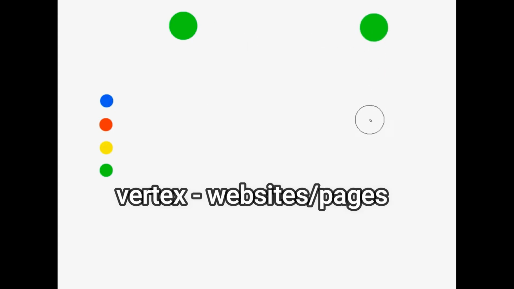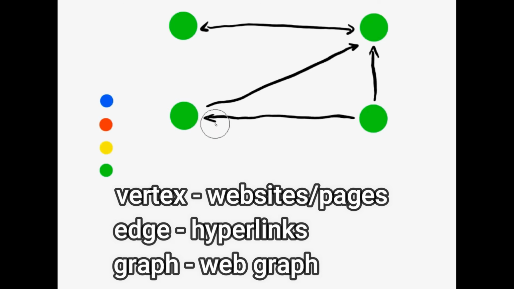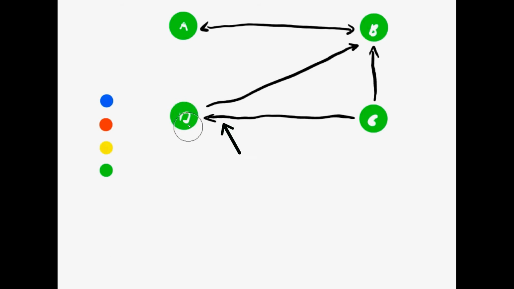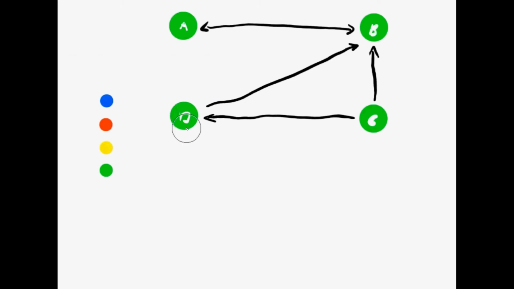First, I should probably explain some terminologies. The websites are the vertices, and the hyperlinks that connect these sites are the edges. And this entire network of websites and hyperlinks is called a web graph. The hyperlink that links to a website is called the inbound link, while the hyperlink that links out to other websites is called the outbound link. These links are what makes this a directed graph. As the name implies, it means that the edges have a direction.